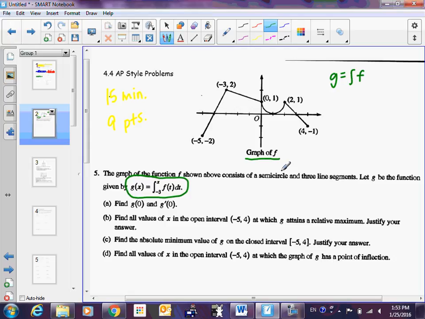Taking the area trapped between the lines or curves and the x-axis. So I'm just going to, we'll practice that in a minute, but I want you just to go ahead and write area. So in a minute, when they ask us to do g of 0, we're going to have to be finding area of something.